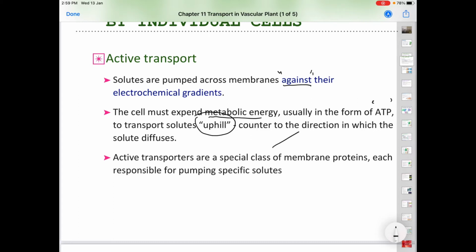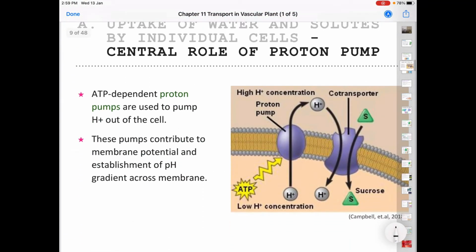So uphill means contra to the gradient, from the low concentration to the high concentration. So that is the meaning of uphill, against the gradient. So active transport uses a special class of membrane protein which is responsible for pumping specific solutes. In active transport, we need some helper. Normally the helper is proteins, which help to pump the solutes.